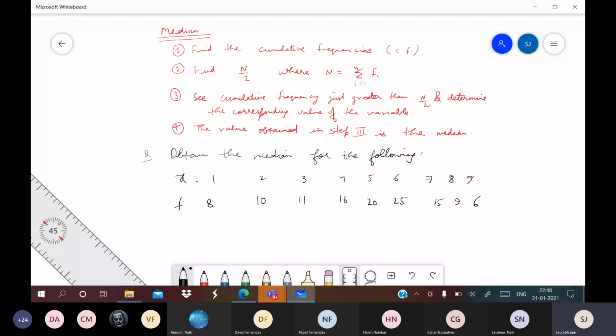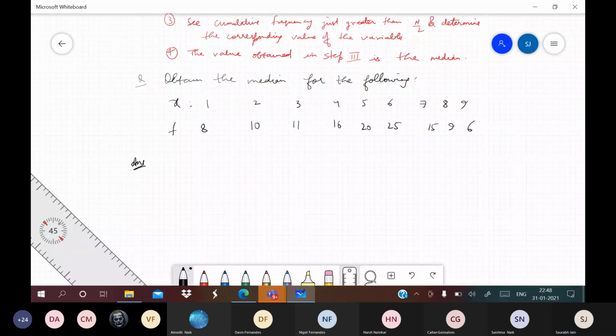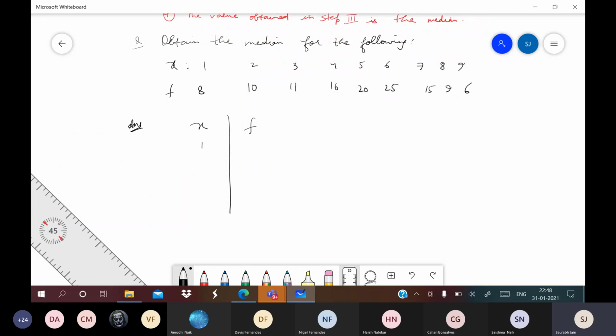See, first of all, what you have to do, you can write cumulative frequency from here also, or if you want, you can write this table vertically, that helps you in a better way. Okay, so these are the values of x. And frequency is 8, 10, 11, 16, 20, 25, 15, 9 and 6.